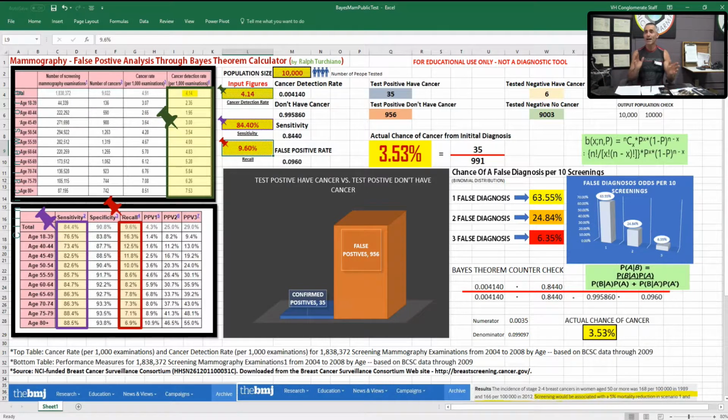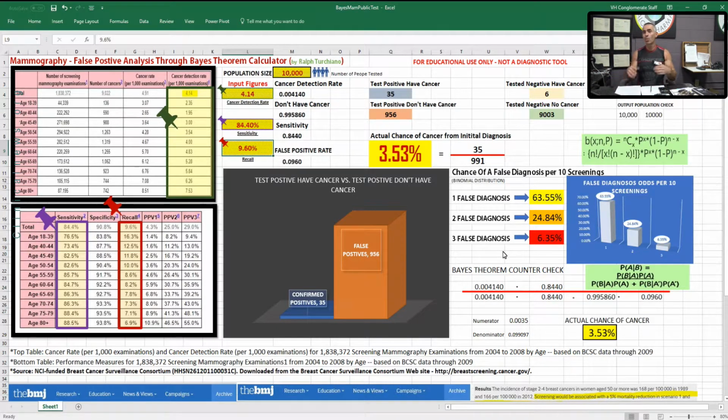Now I may split little hairs on those figures. For example, the overall average for having a false diagnosis after 10 screenings, and the reason I'm saying screenings instead of 10 years is some people don't get screened every year, is 63.55%. The opportunity to receive two false diagnoses is 24.84% of the 10 screenings. And there's actually a chance of receiving three false diagnoses or higher. We just ended there at 6.35%. Now that's the overall average.